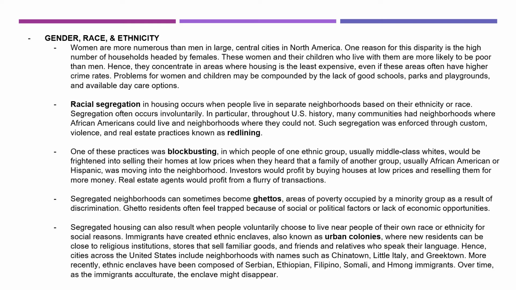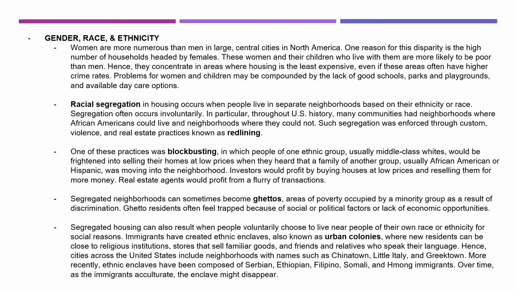Segregation often occurs involuntarily. In particular, throughout U.S. history, many communities had neighborhoods where African Americans could live and neighborhoods where they could not. Such segregation was enforced through custom, violence, and real estate practices known as redlining. One of these practices was called blockbusting, in which people of one ethnic group, usually middle class whites, could be frightened into selling their homes at low prices when they heard that a family of another group, usually African American or Hispanic, was moving into the neighborhood.